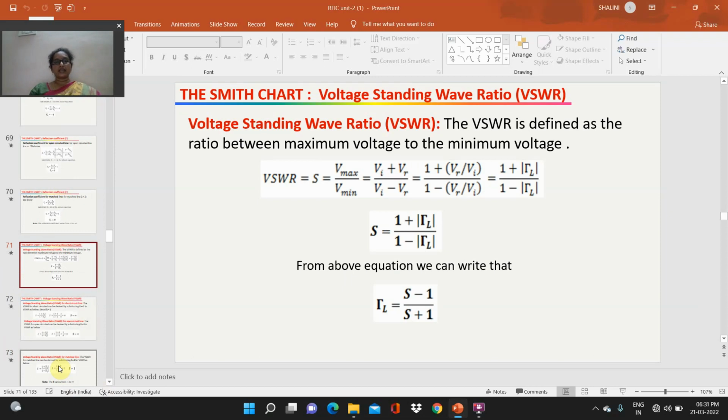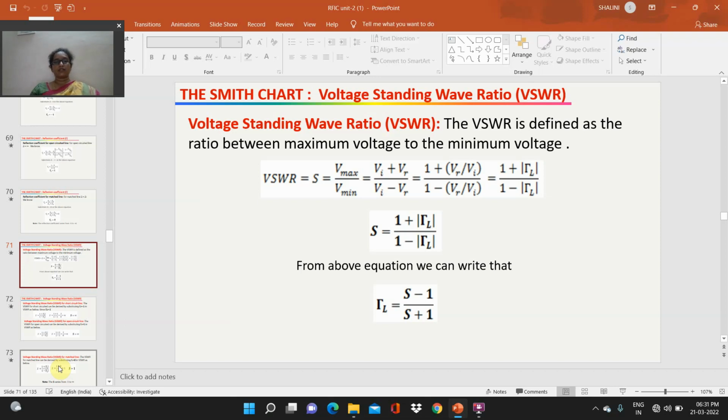VSWR, voltage standing wave ratio. Here it is defined as the ratio between maximum voltage to the minimum voltage. VSWR is equal to S is equal to V max by V min, which is equal to (Vi plus Vr) by (Vi minus Vr), that is equal to (1 plus Vr by Vi) by (1 minus Vr by Vi), which is equal to (1 plus gamma L) by (1 minus gamma L). S is equal to (1 plus gamma L) by (1 minus gamma L).